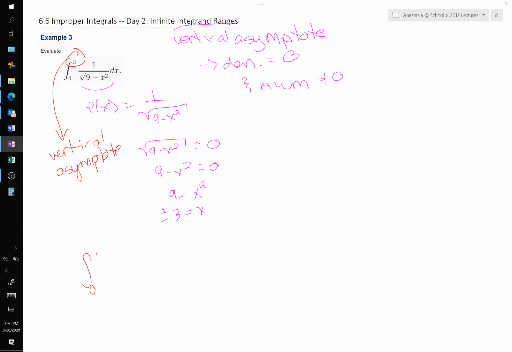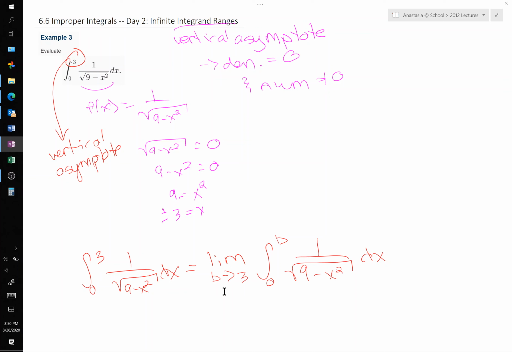So then the integral from 0 to 3 of 1 over the square root of 9 minus x squared dx. The first thing we need to do is rewrite this in terms of a limit. It's the upper bound that's giving us a problem, so I'm going to rewrite it as b. We are integrating from 0 to b of 1 over the square root of 9 minus x squared dx. Our original upper bound of integration was 3, so b is going to be approaching 3.